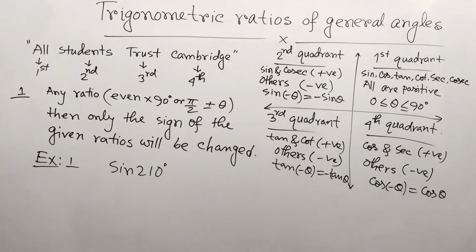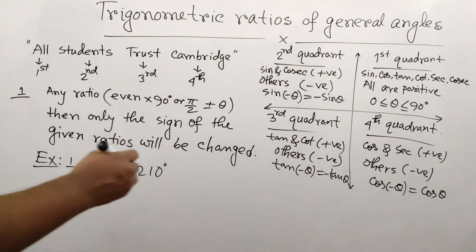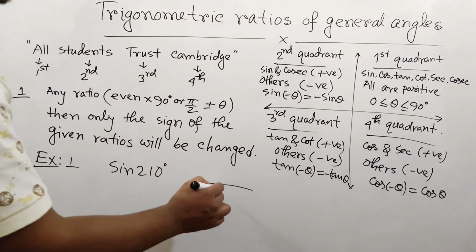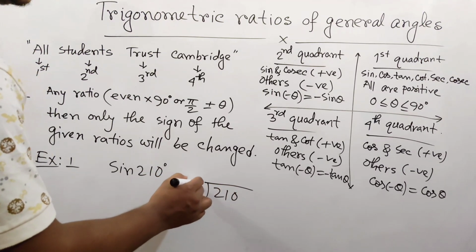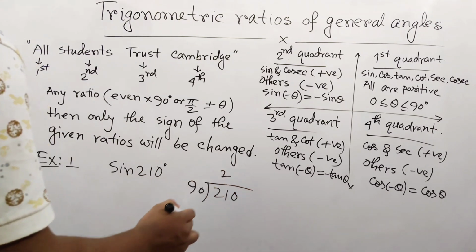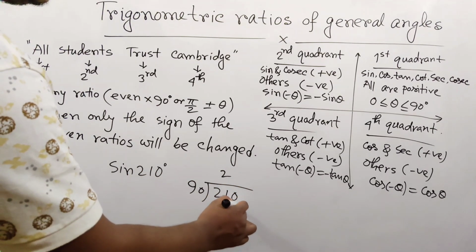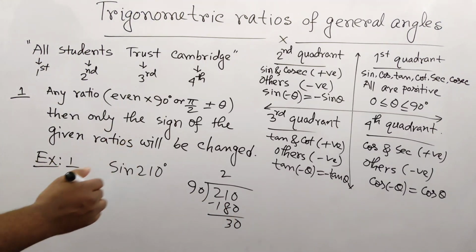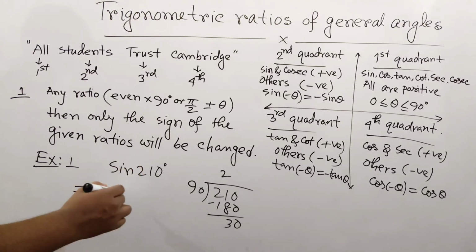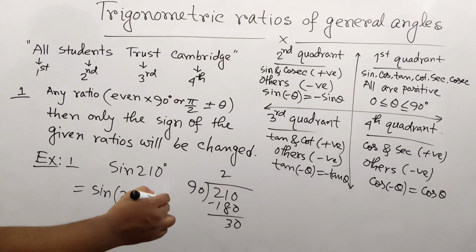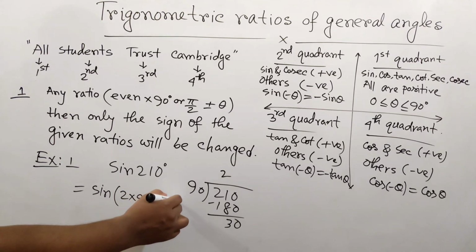So then what will you do first? You first divide this angle by 90 degrees. If you divide it by 90, the quotient is 2, since 2 times 90 is 180. So here the remainder is 30. Now you can write this 210 as 2 multiples of 90 degrees plus 30 degrees.